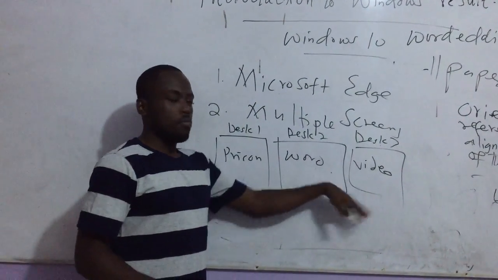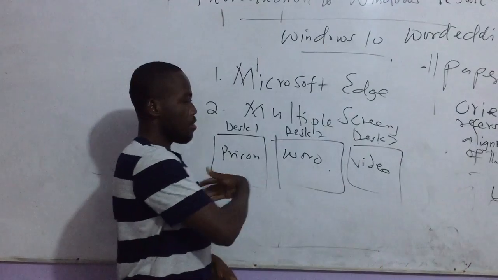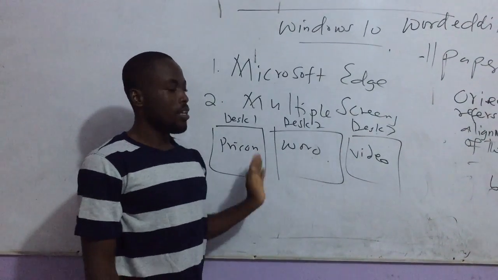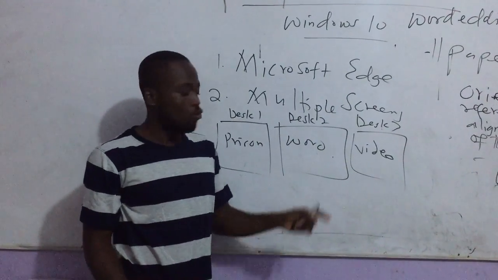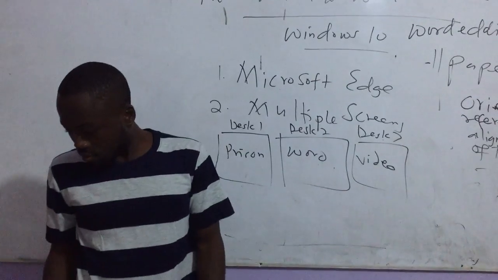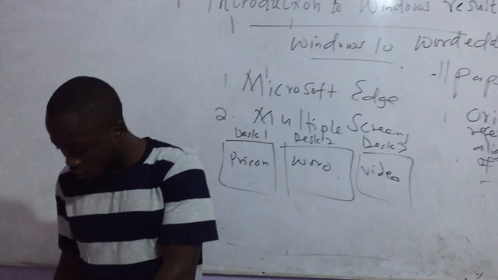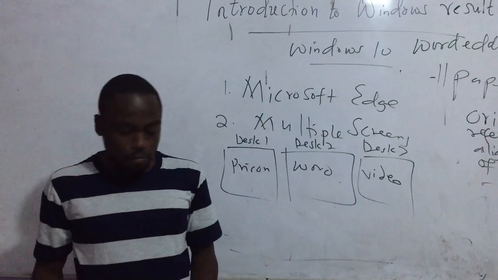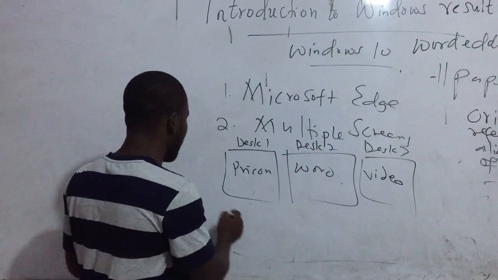You can swap the desktop by clicking on the top of the screen, and you see the various desktops displayed. Then you choose the one that you want to view or work in. So these are the basic features of Windows 10: Cortana, search, start menu, the tablet mode, Microsoft Edge, and multiple desktops.